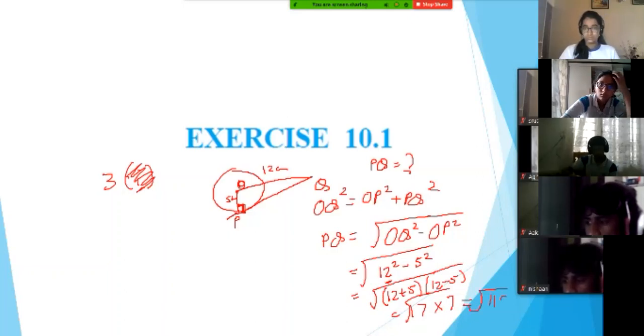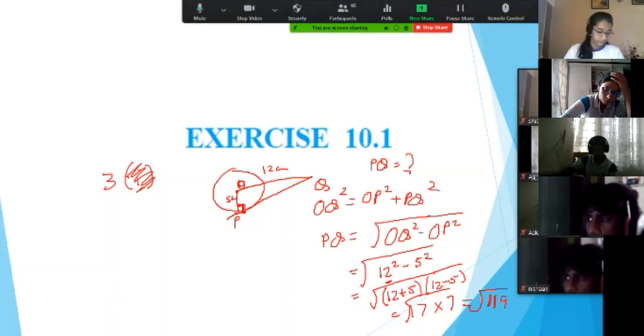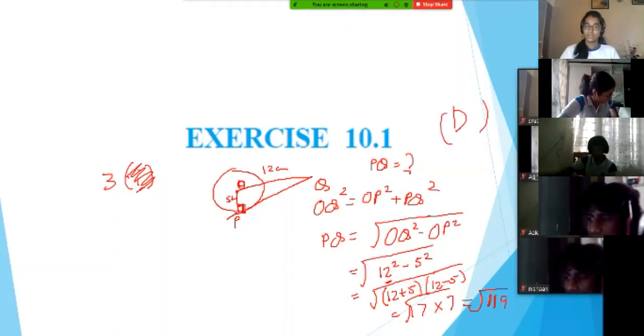Mute yourself. In the beginning somebody told the answer is 13, but it is actually root 119. Can we simplify it any more? No, we'll leave it at this. So which option is correct? D option. That is correct. This is how you do it. Make it done. All those who have not finished, make it fast.